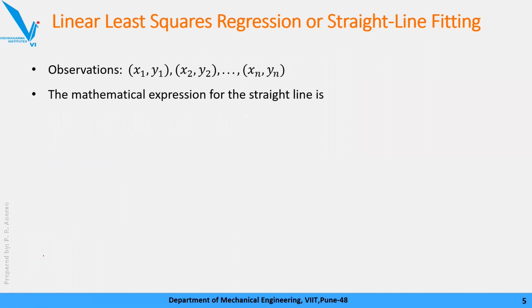So for least square, linear least square, or we call it straight line fitting, straight line curve, assume that these are the observations x1, y1, x2, y2, and so on. And we also know that the formula for a straight line is y equals a0 plus a1x. This is my formula.